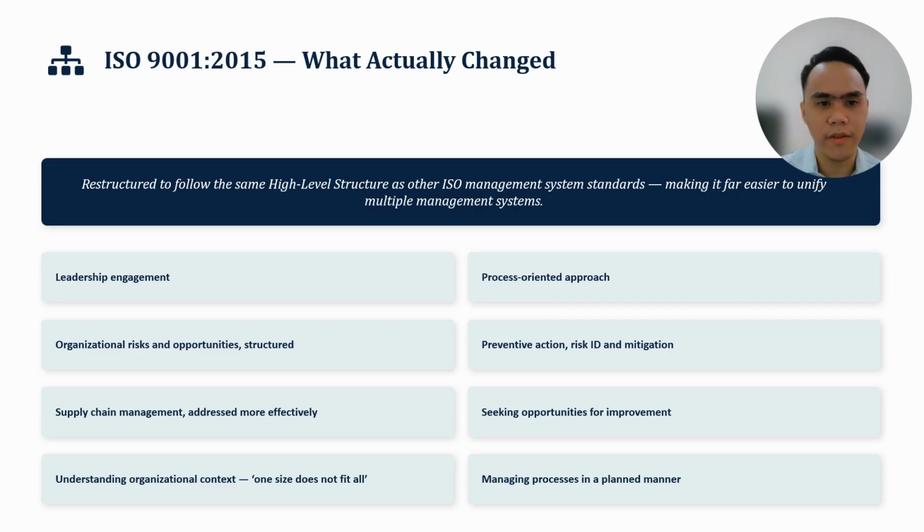8 things, as shown on the screen, like leadership management, organizational risks and opportunities addressed in a structured manner, supply chain management addressed more effectively, understanding the organization's context, captured in the phrase "one size does not fit all," a process-oriented approach, preventive action along with risk identification and mitigation, seeking opportunities for improvement, and managing processes in a planned manner.